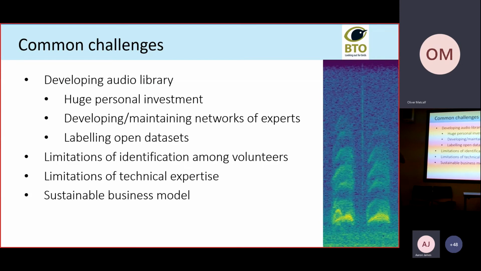And as I said, coming up with a sustainable business model is tricky, and it doesn't match some of the other moves for open data, but this is the only way we've found to make this scalable and sustainable in the long term.